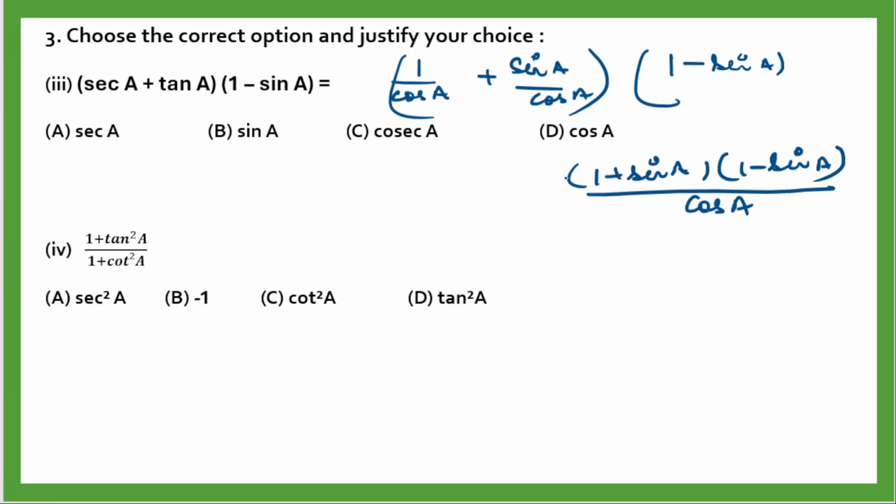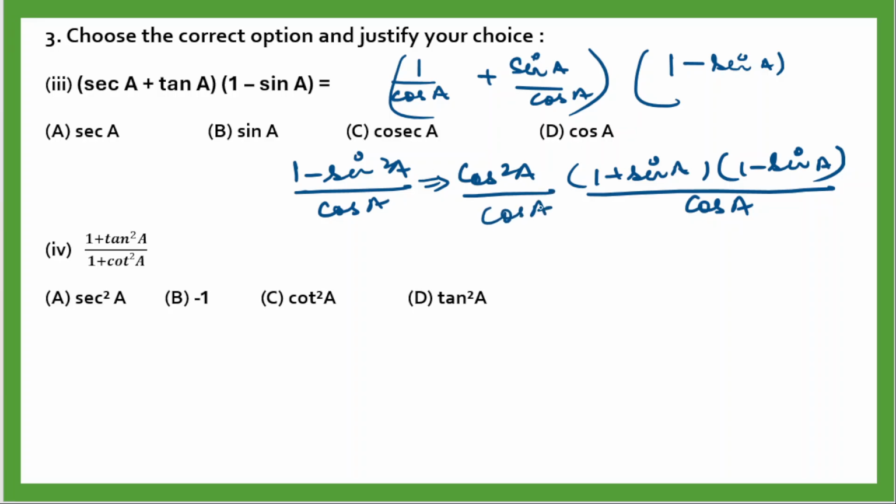Cos A. Now it is A plus B, A minus B. So you can write it as 1 minus sin square A divided by cos A. And 1 minus sin square A, what is it? It is cos square A. From the identity sin square A plus cos square A, you can write it as cos square A. So when you cancel it out, the answer left will be cos A. So you are having D option.